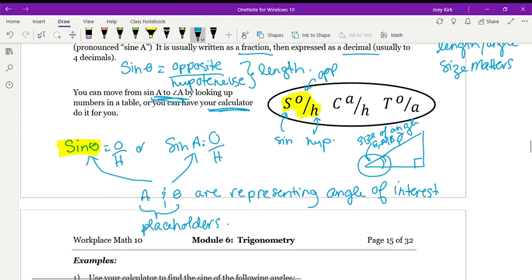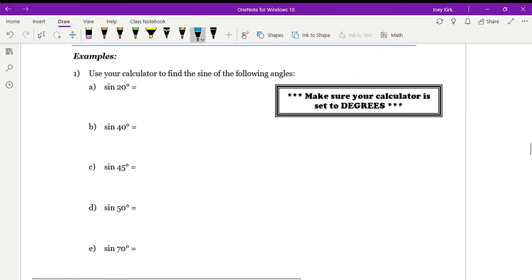Okay, so same rules apply for calculator, except now you're going to press the sine button. So I'm going to fill these out, but again, I encourage you to try and do them yourself first, and then check your answers. We're still going to go to 4 decimal places.